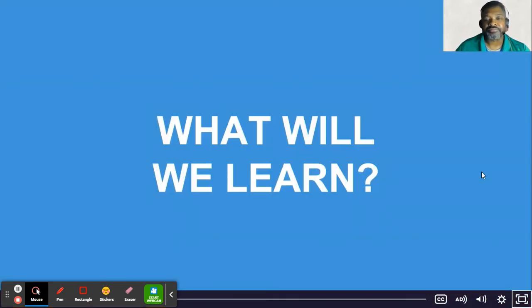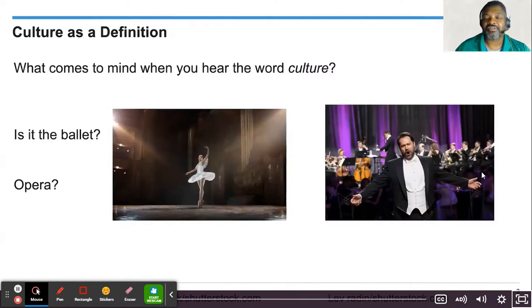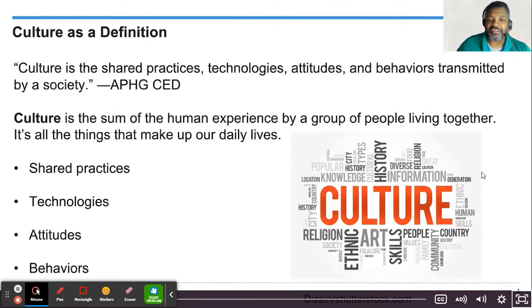What will we learn? First, what comes to mind when you hear the word culture? For many people, it means the ballet, or is it the opera? But those are traits of a particular culture, not culture as a whole. Culture to me is the sum of the human experience by a group of people living together. It's all the things that make up our daily lives.